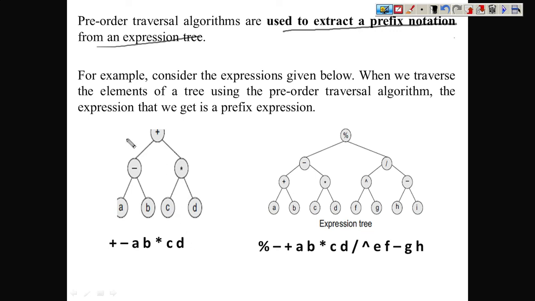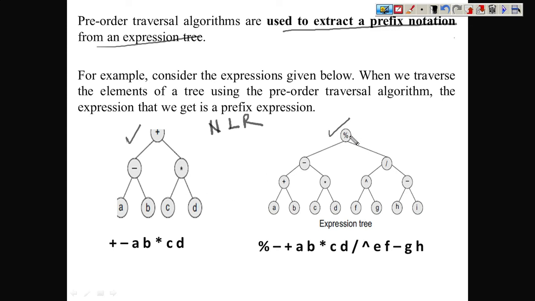We have already discussed in the previous slides that this is one expression given to us, and we have converted it into an expression tree, and this is also an expression tree for a given expression. Now if we do a pre-order traversal, we can get the prefix of that expression. If I apply this rule NLR, the node is plus, then we move to the left subtree, which gives minus, then A and B, and then we go to the right side, multiply C D.